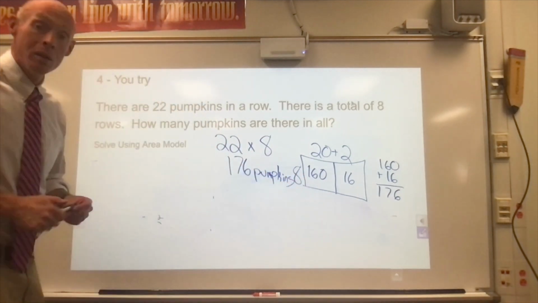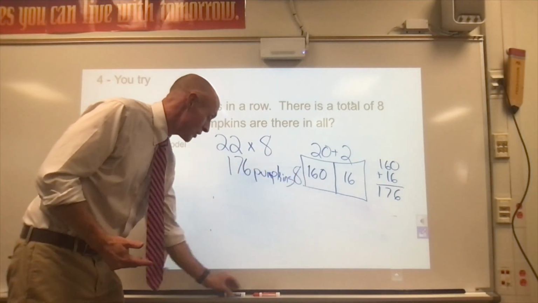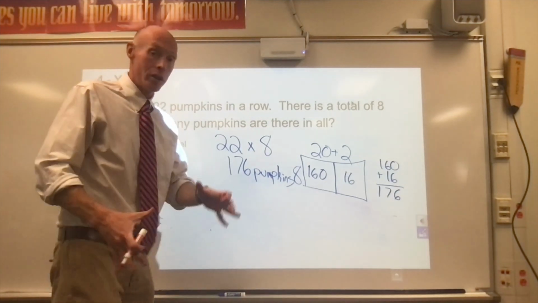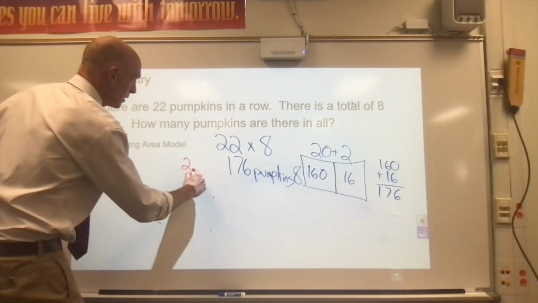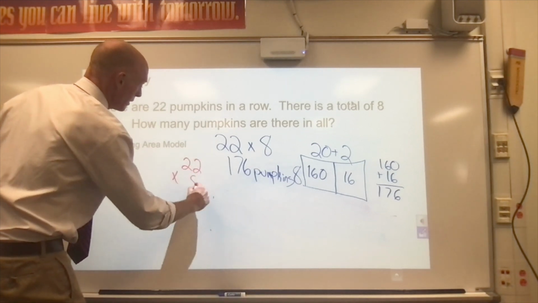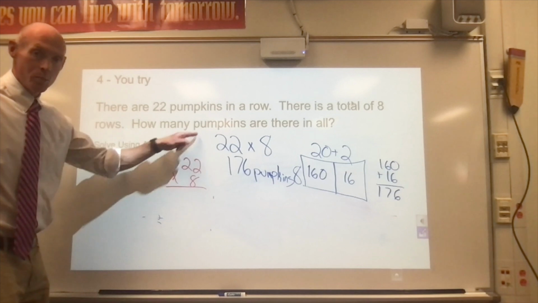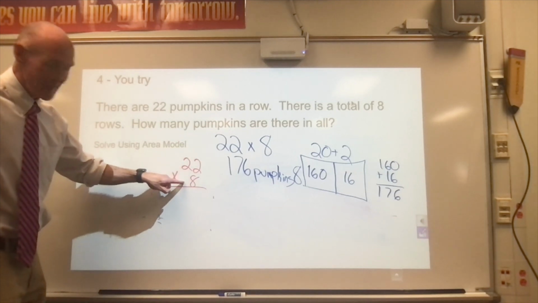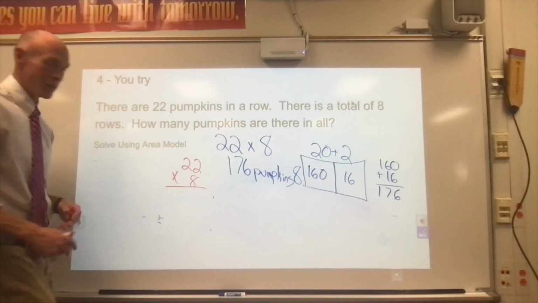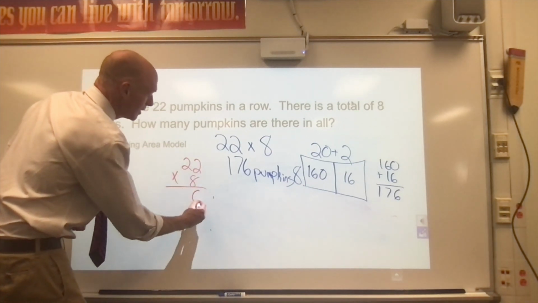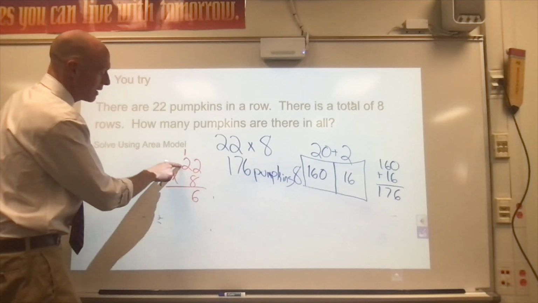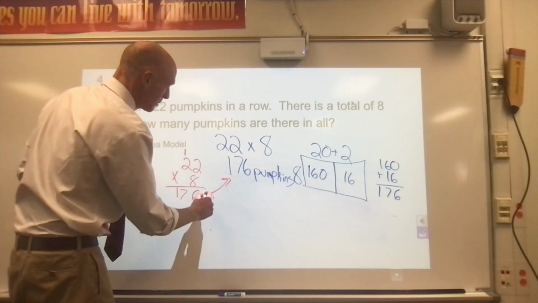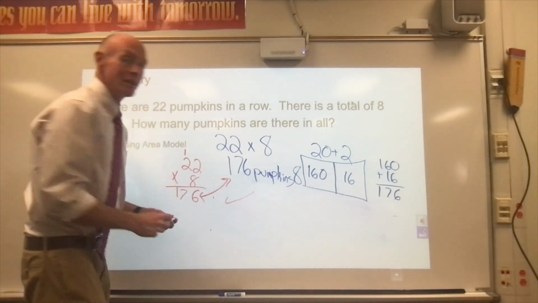Awesome. Now, let's double check using the traditional method. Some of you may actually prefer the traditional method, which is all good. 22 times 8. Because 8's in the ones place, we line it up with the ones place. 2 is in the tens place, and 8 doesn't have anything in the tens place, so we leave it like this. 8 times 2 is 16, carry up that 1. 8 times 2 is 16, plus 1 is 17. Would you look at that? 176 and 176. We're good to go.